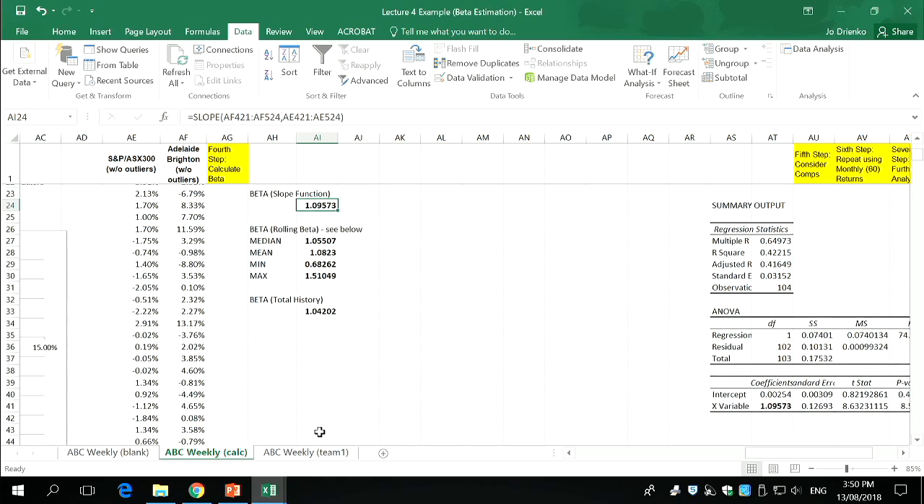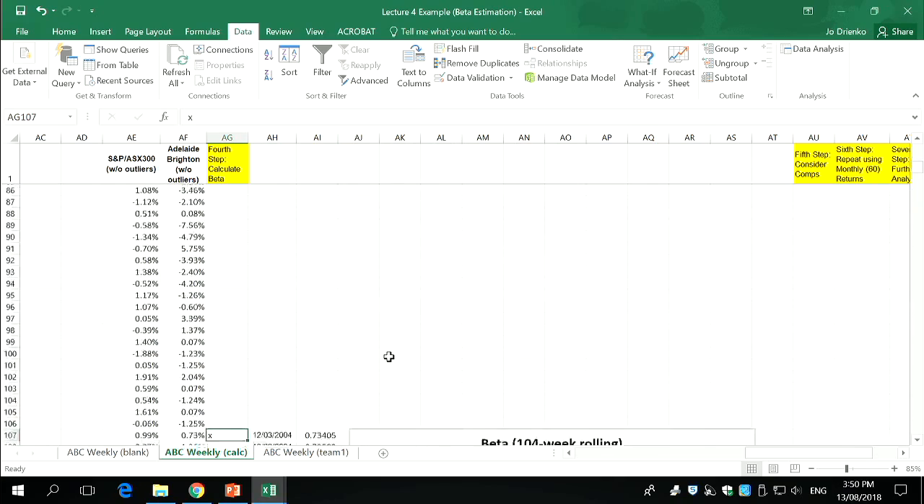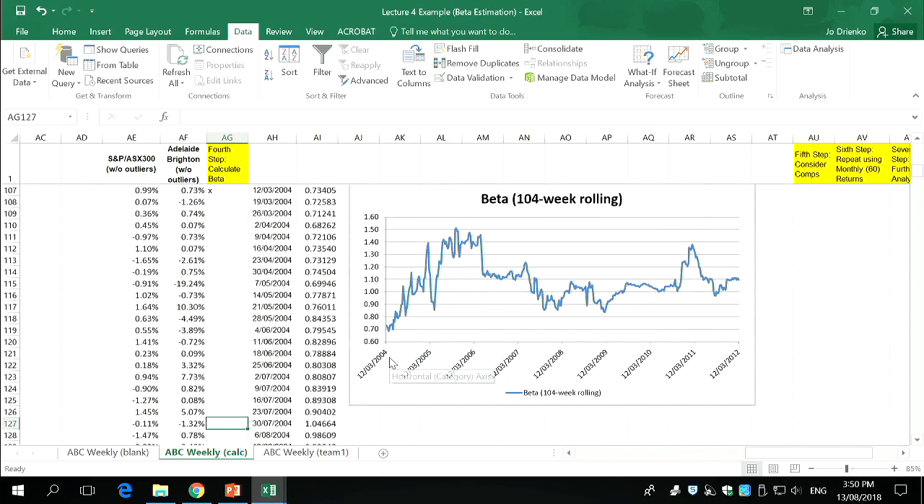Because you have a lot of historical data, if you use all of it, again, you get a beta of 1.04, which is exactly the same as what I got when I used all the observations. You can do something more sophisticated than just using one regression estimation. You can do what we call a rolling beta analysis.